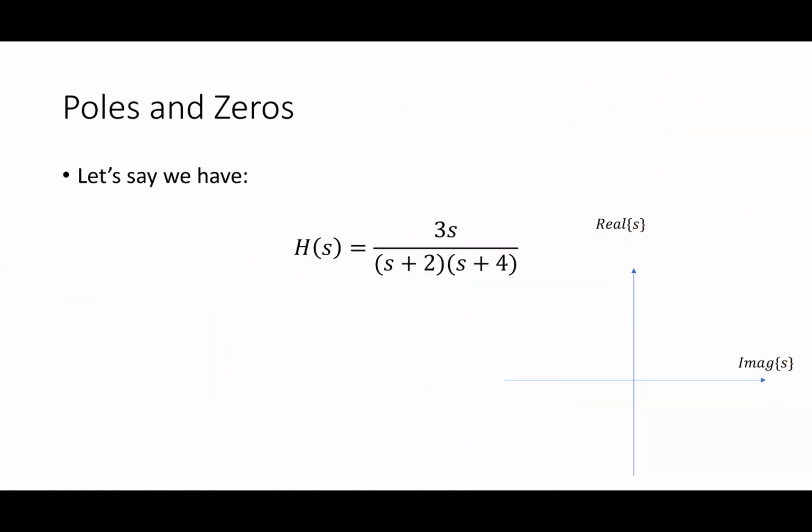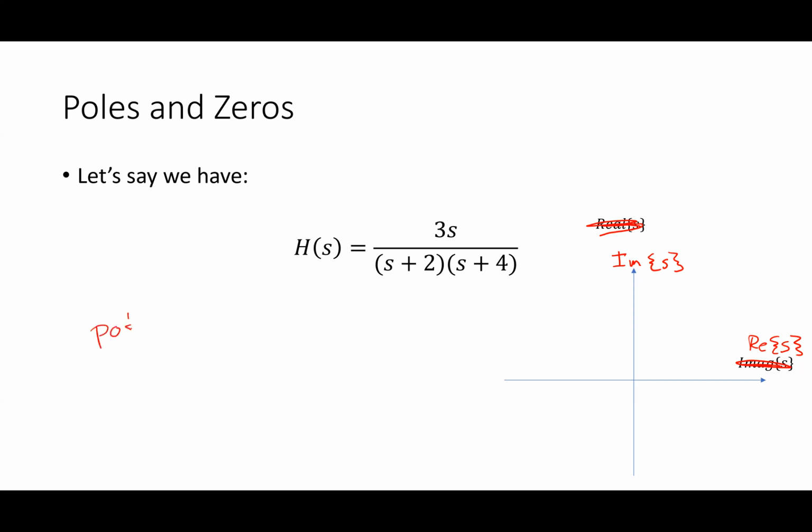Okay, so let's say I gave you a problem like this. I've got 3s over (s plus 2) times (s plus 4), like this. Imaginary of s, real of s. Okay. Where are the poles here? -2 and -4, right?